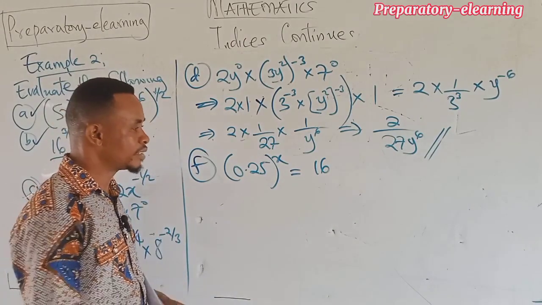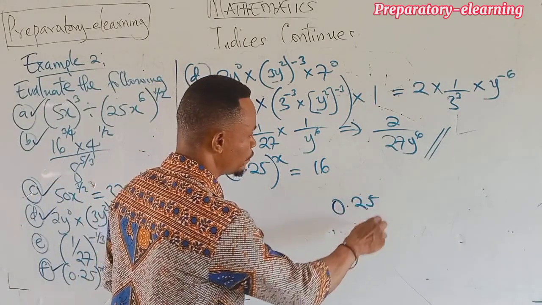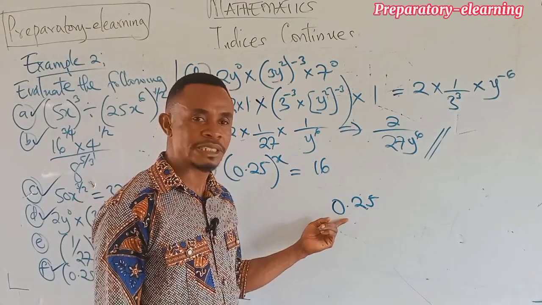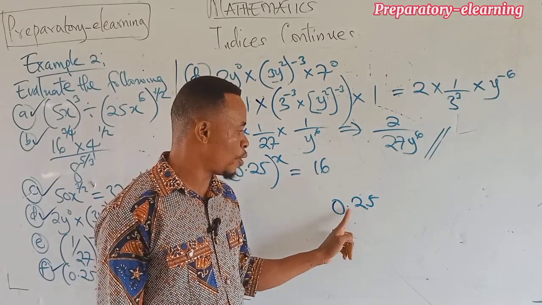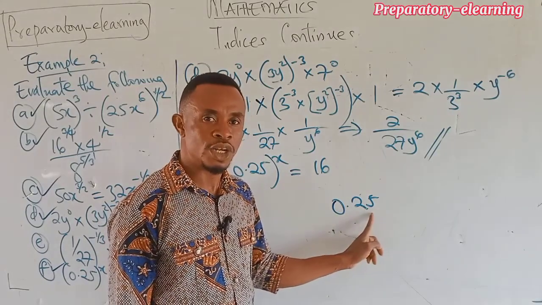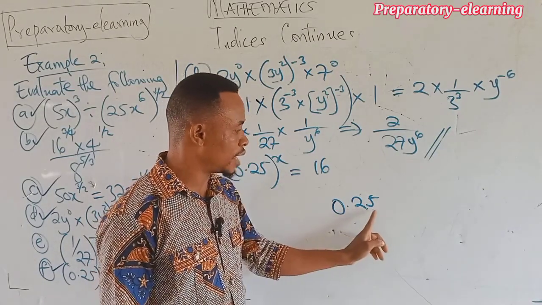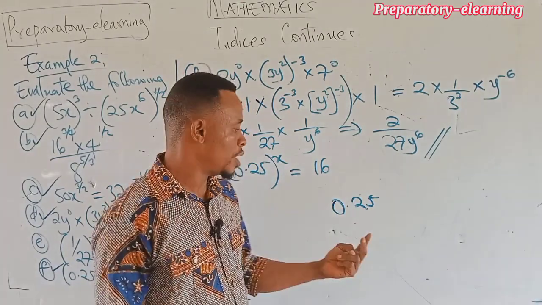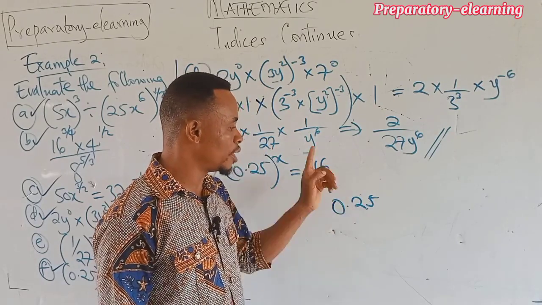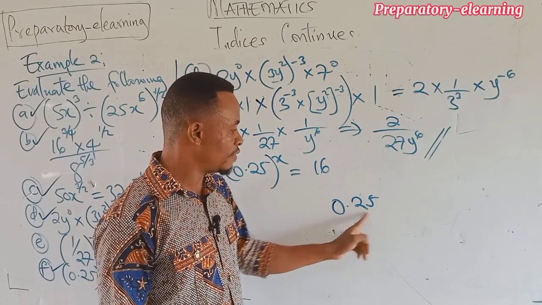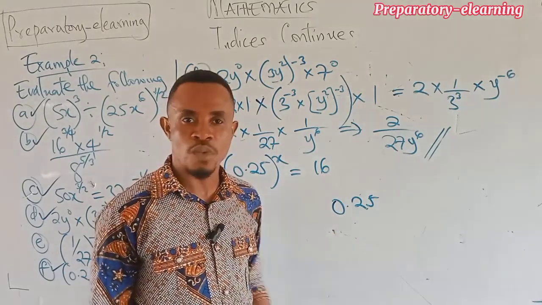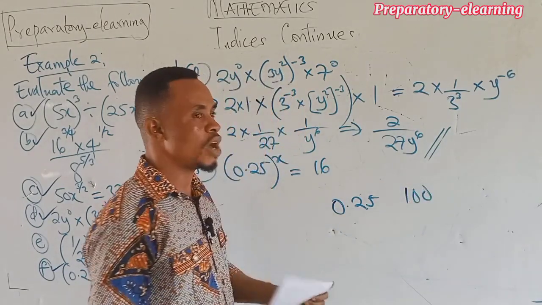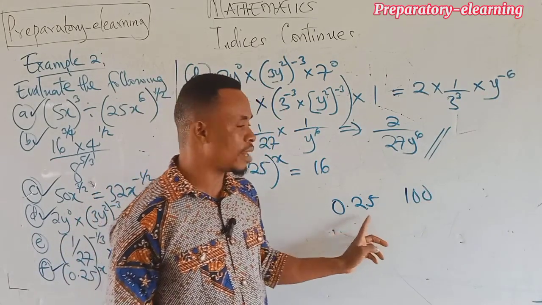First thing first, let's look at 0.25. How many decimal places does this decimal number have? From the point here to the right, we have 1 and 2. This number has 2 decimal places. Because of that, we ignore the decimal point and divide it by 100. Why 100? Because 100 has 2 zeros. The number of zeros must correspond with the number of decimal places.